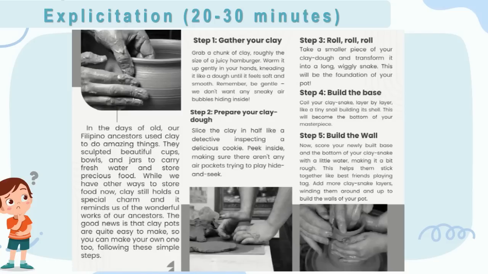Step 4. Build the base. Coil your clay snake layer by layer, like a tiny snail building its shell. This will become the bottom of your masterpiece. Step 5. Build the wall. Now, score your newly built base and the bottom of your clay snake with a little water, making it a bit rough. This helps them stick together like best friends playing tag. Add more clay snake layers, winding them around and up to build the walls of your pot.